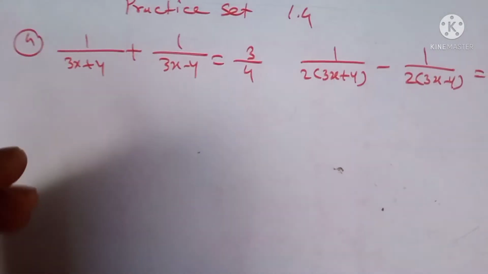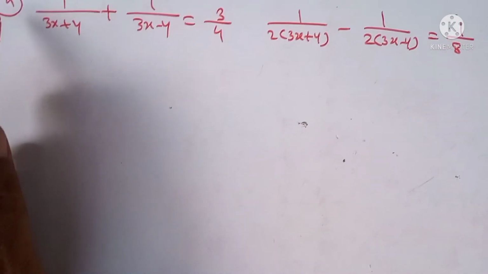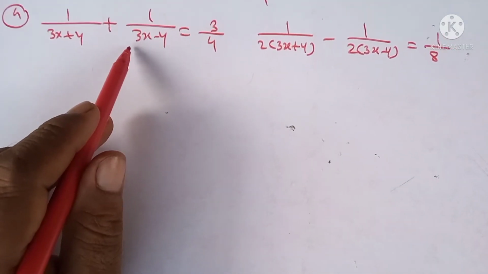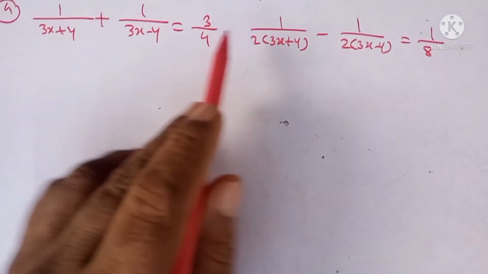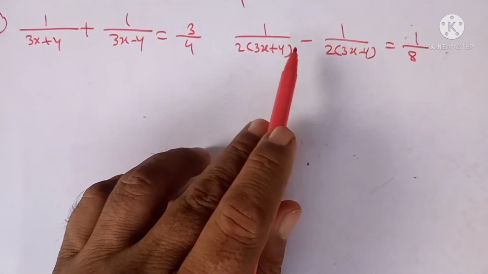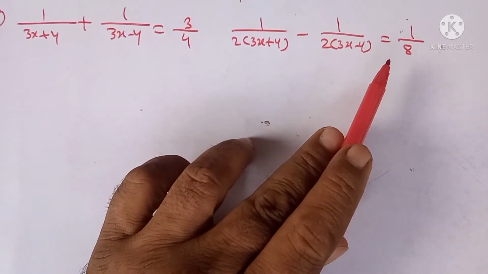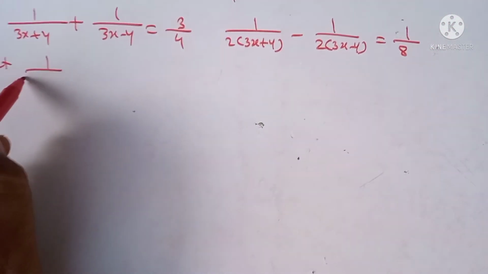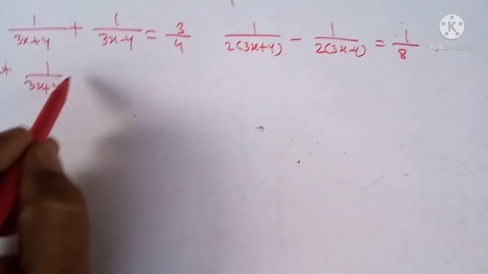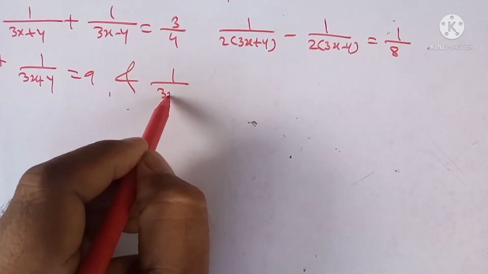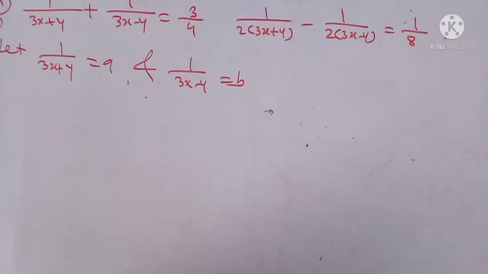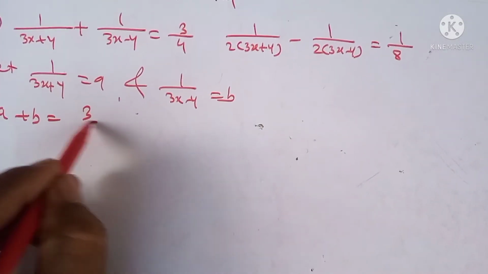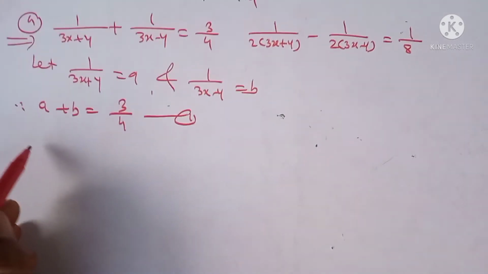Practice Set 1.4, solve the simultaneous equations. Fourth example: 1 upon 3x plus y plus 1 upon 3x minus y equal to 3/4, and 1 upon 2 into bracket 3x plus y minus 1 upon 2 into bracket 3x minus y equal to 1 upon 8. Let 1 upon 3x plus y equal to a and 1 upon 3x minus y equal to b. So we get a plus b equal to 3/4, equation number 1.